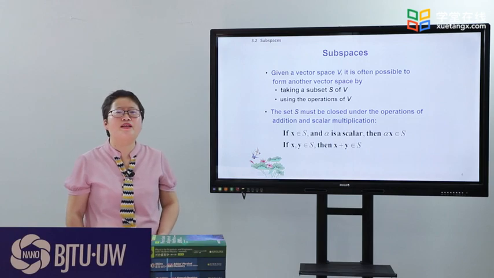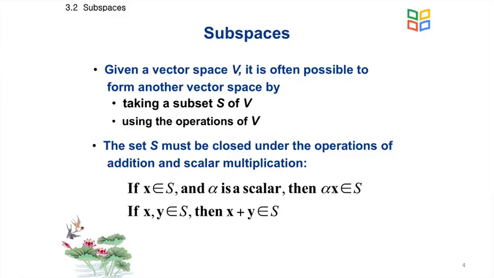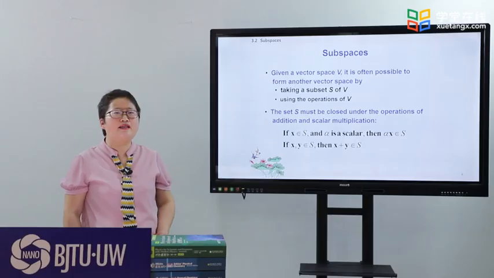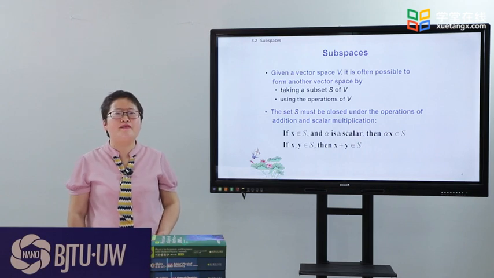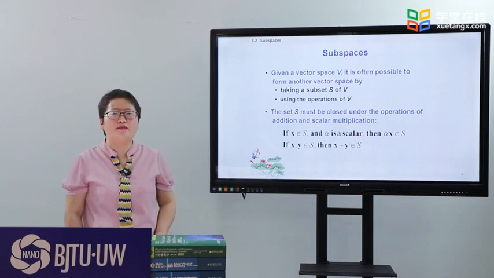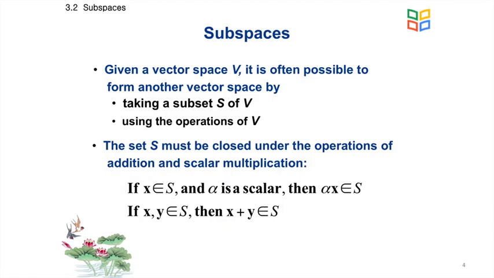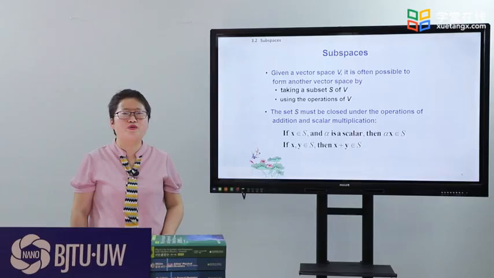Given a vector space V, it is often possible to form another vector space by taking a subset S of V and using the same operations of V. And the set S must be closed under the operations of addition and scalar multiplication. That means if x belongs to S and alpha is a scalar, then alpha times x is also in S. And if x, y belong to S, then x plus y is also in S.